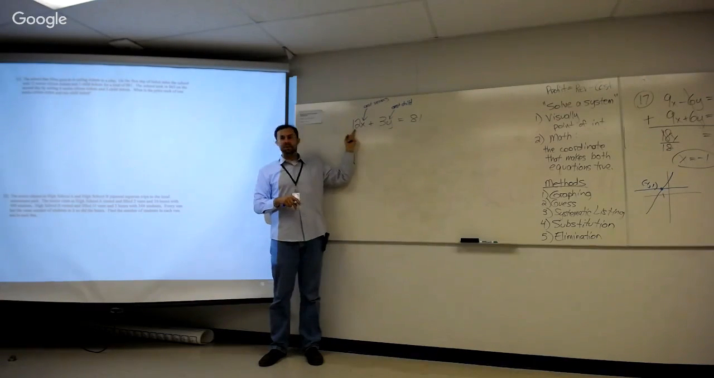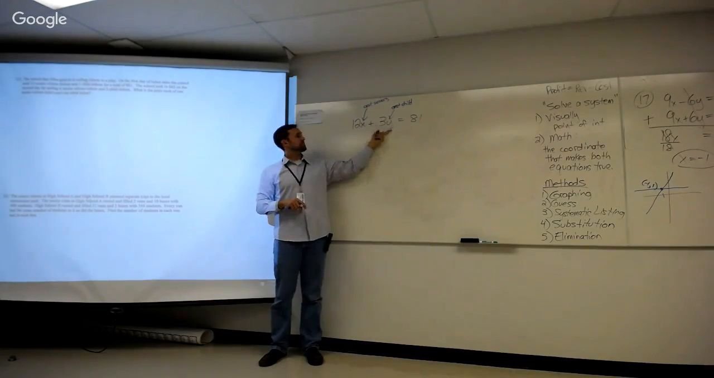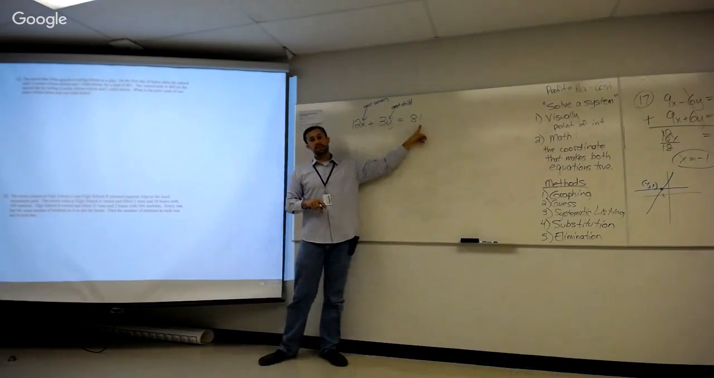What does the 12 mean? 12 is number of tickets. Yeah, 12 senior citizens came and 3 children came. But we don't know how much it costs yet. I just know that together it cost $81.